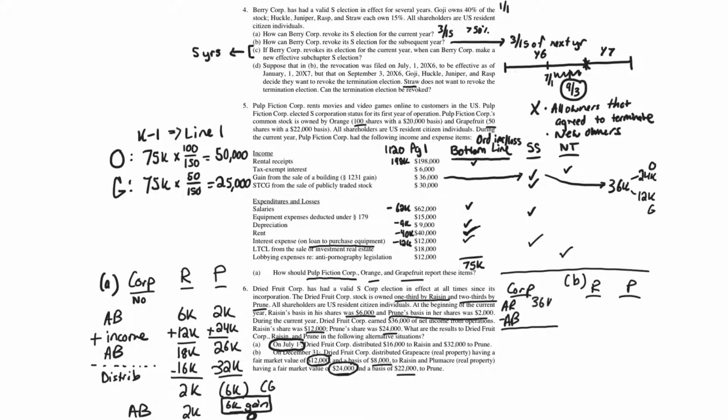So we add those two together. We subtract away the basis of both items added together, which is 22 plus 8, which is $30,000. So we get an $8,000 gain the corporation has to recognize. Now that gets distributed out to the owners, and let's say that the property, Grape Acre and Plum Acre, is section 1231, so it would flow on the K1 to the owners. Now we know that Raisin is a 1/3 owner, and we know that Prune is a 2/3 owner.